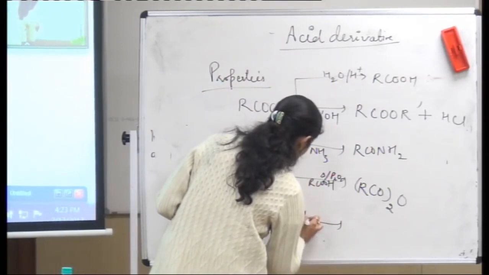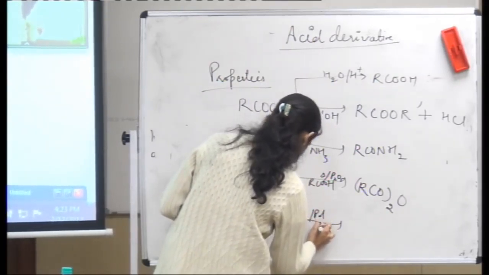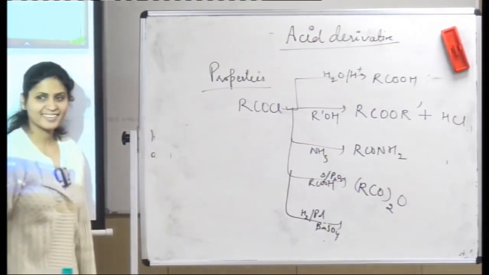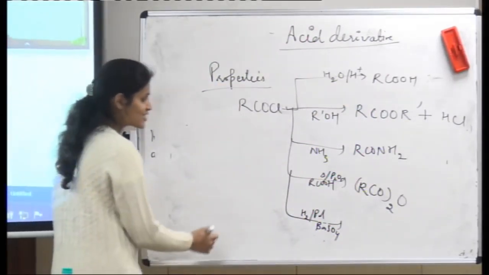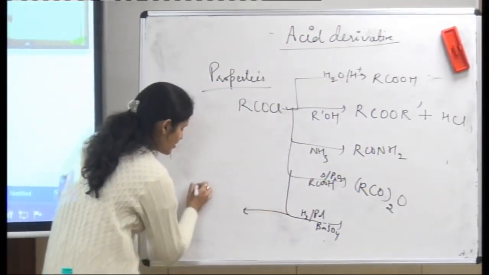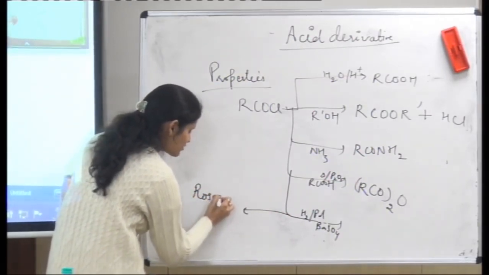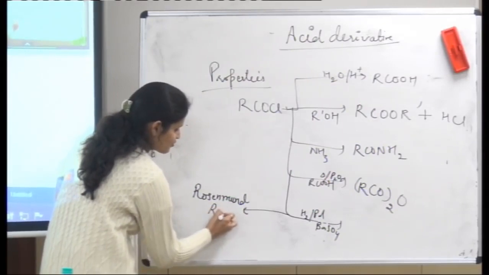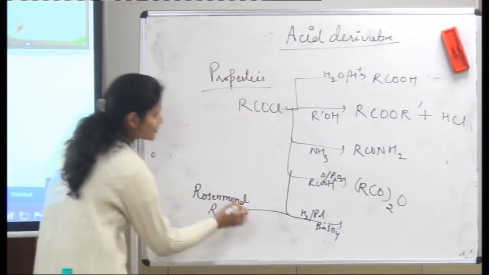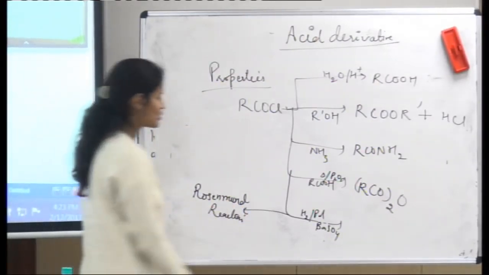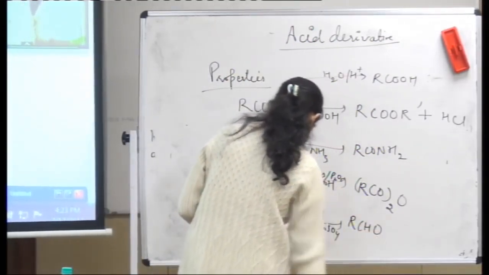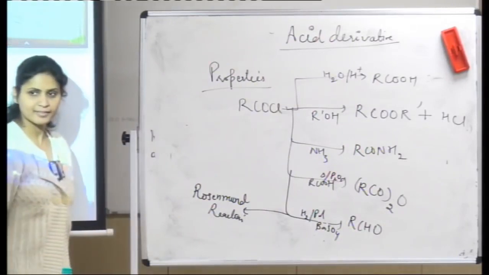What about H2, Pd/BaSO4? What is this reaction called? This reaction is called Rosenmund reaction, which we have studied in the previous class for the formation of aldehydes. It would be RCHO, right?